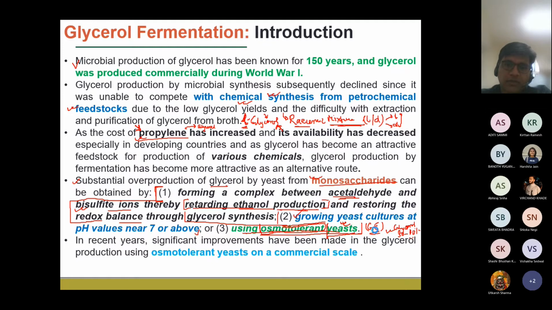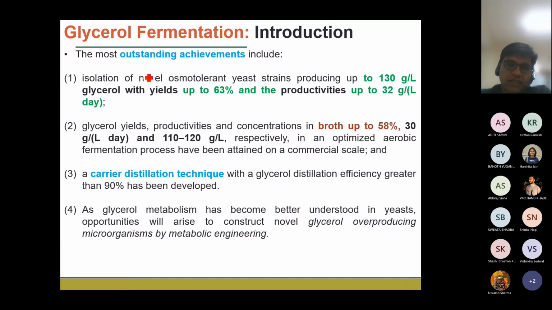So we will look into what are the most recent advancements or achievements that have taken place in the scientific domain, which have led to the shifting of chemical processes to the biological process, especially the fermentation route for the production of glycerol. So genetic engineering has been quite extensively used. So what is basically what we do in this?